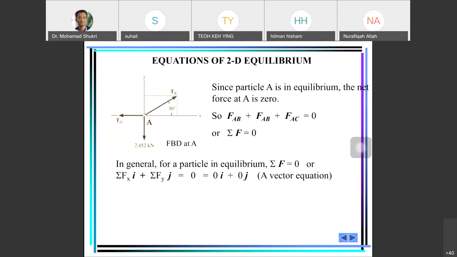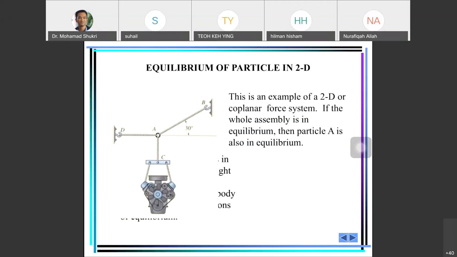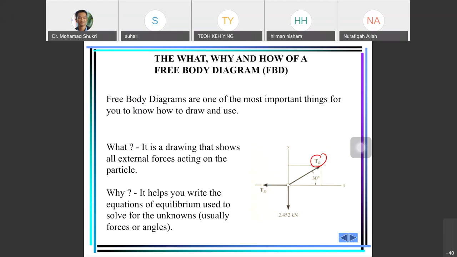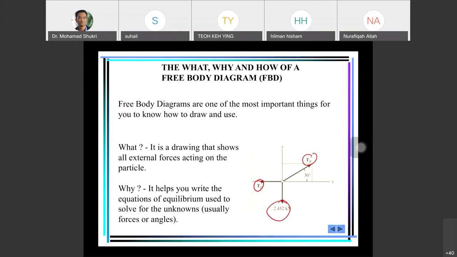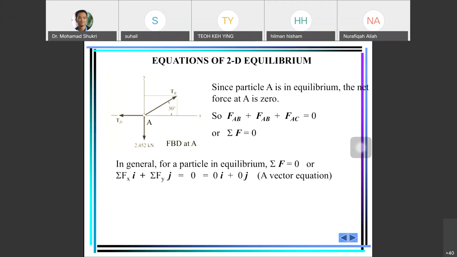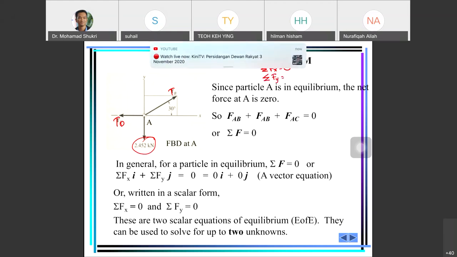Okay, so we have the equation of equilibrium in practical 2D. Like I said before, this one is your TB and this is your TD, and this is your weight. Once you complete your FBD, you can do the analysis using the equation of equilibrium. So you have TB here, TD, and the weight of the engine. Remember, summation of Fx is equal to 0 and summation of Fy is equal to 0.